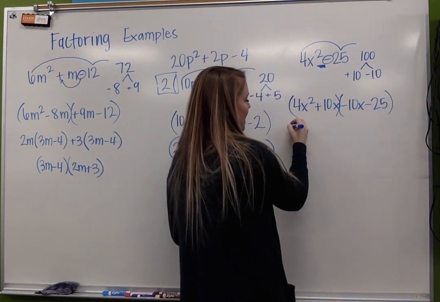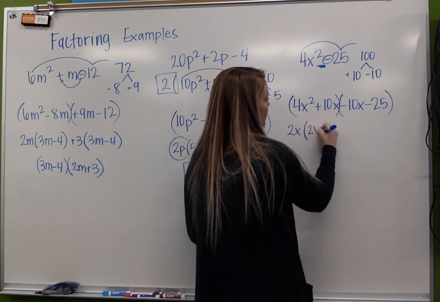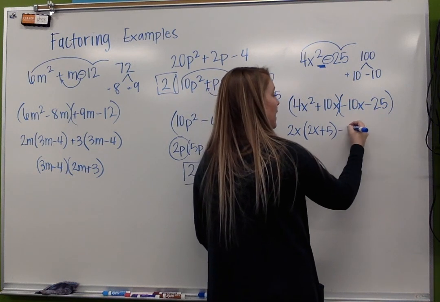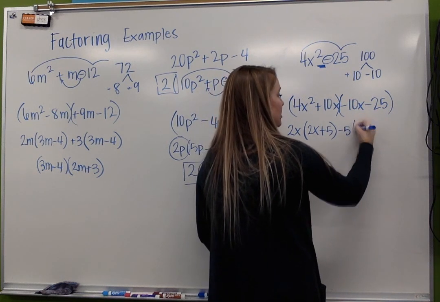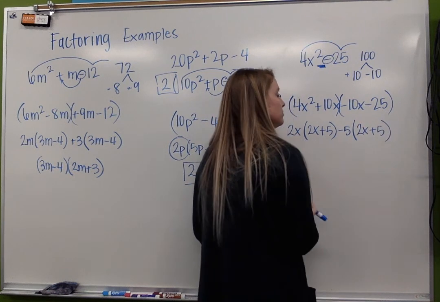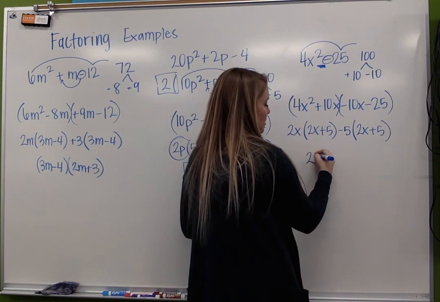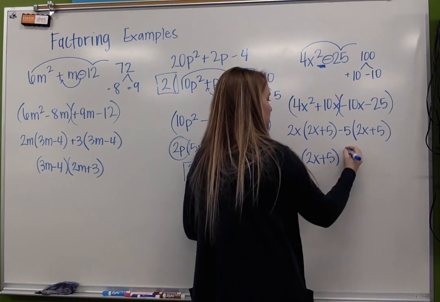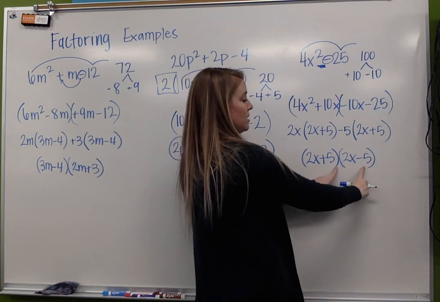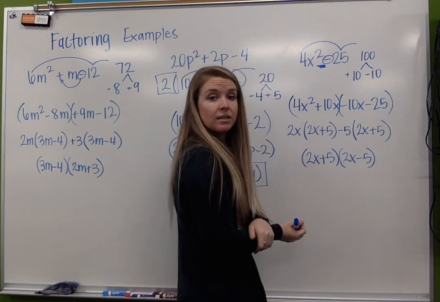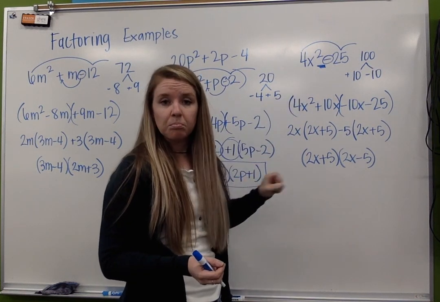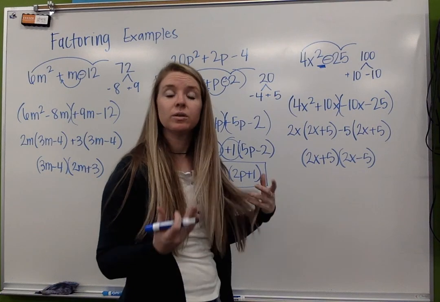4x squared plus 10x, we have a 2x in common, leaving me with 2x plus 5. Negative 10x minus 25, I have a negative 5 in common, which leaves me with a 2x plus 5. So together, I have a 2x plus 5, and I'm left with 2x minus 5. Notice the numbers are the same, but the sign is opposite. This is an example of difference of squares. But we can factor it just like we're doing with our factoring by grouping.